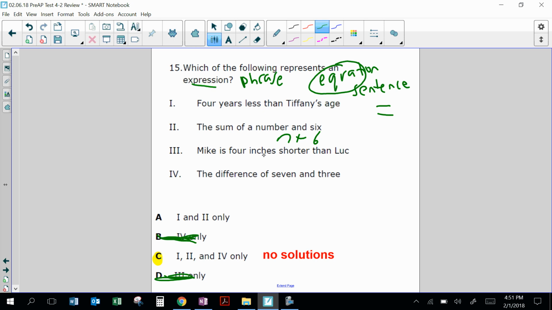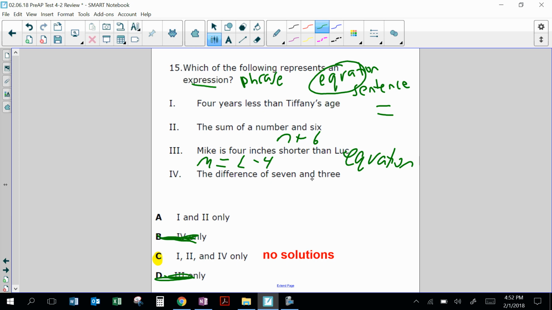Mike is 4 inches shorter than Luke. Do I have enough information to find out how tall Mike is? All I have to do is subtract 4 from Luke. That is an equation. Another way to think of this, Mike is equal to 4 inches less than Luke.